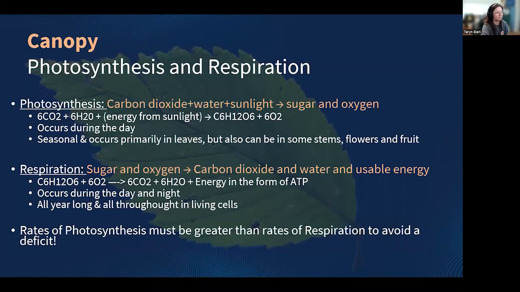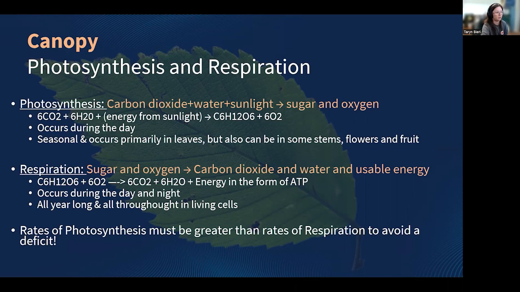So we all probably learned about photosynthesis in school at some point. We learned that leaves of plants use sunlight to convert carbon dioxide and water into glucose or sugar and oxygen. The oxygen is released and the sugar remains in the tree as a source of food, essentially. And photosynthesis can occur in green stems, flowers, and fruits as well, but it's mostly seasonal, with the majority occurring during the growing season and occurs during the day only.